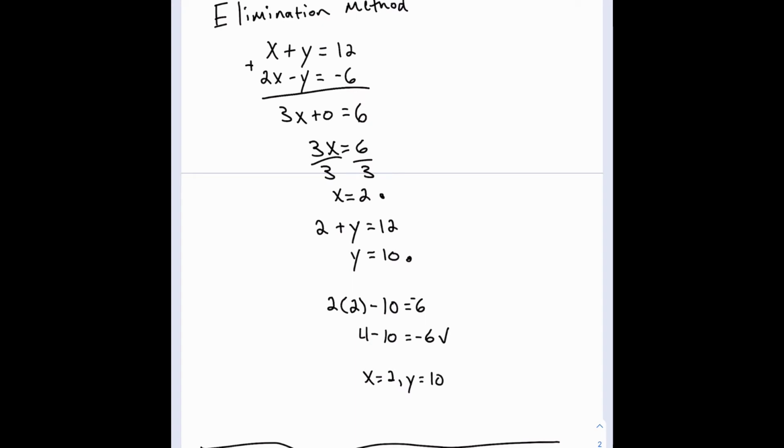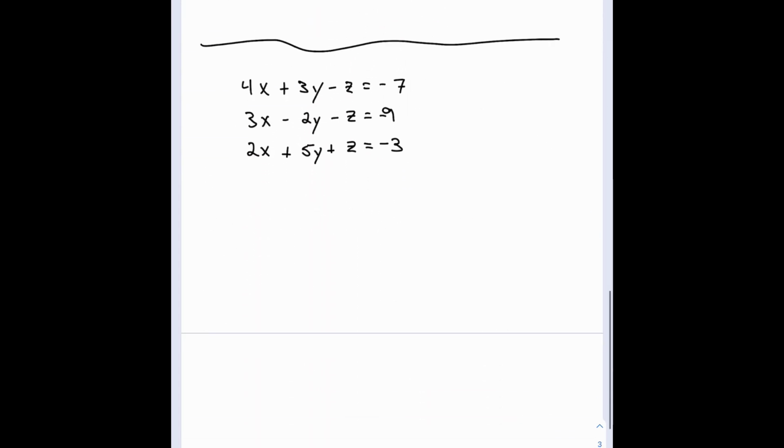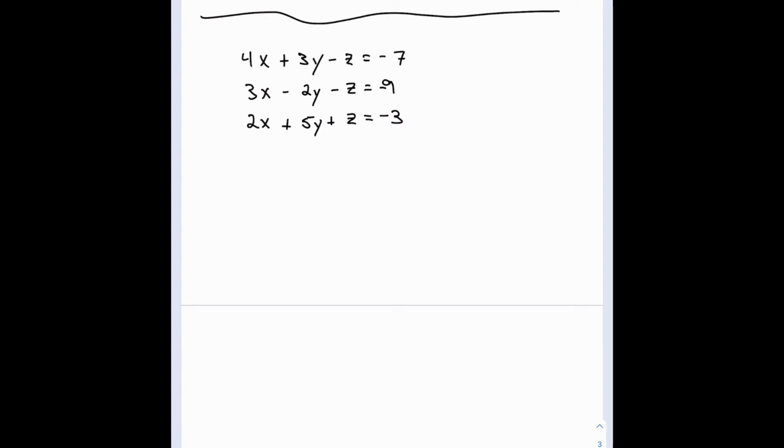Okay, now some of you in class had mentioned you wanted to take a look at problems that involved 3 linear equations. So I pulled this one from your quiz on the 4th. This was number 4, the extra credit problem, and we're going to look at how to solve this.